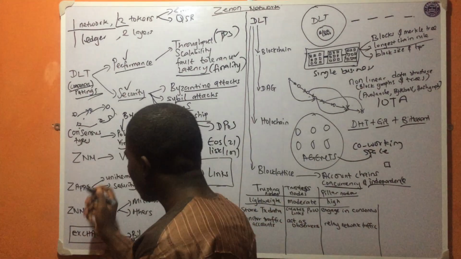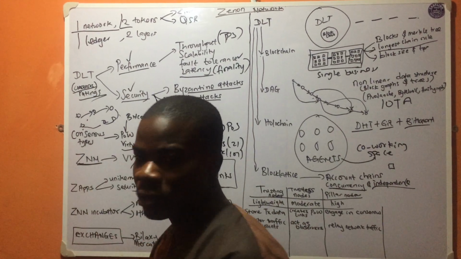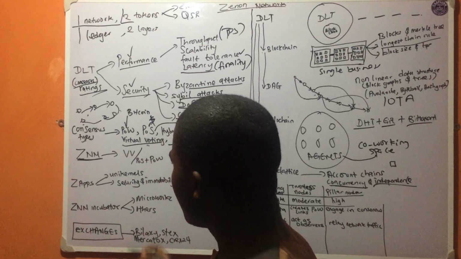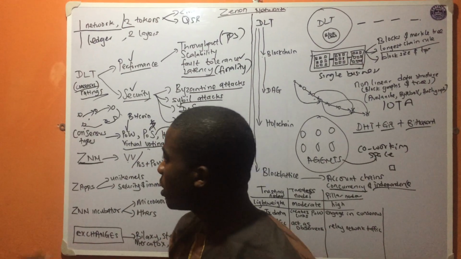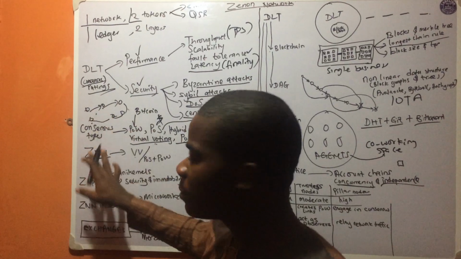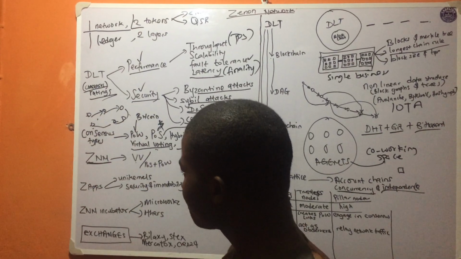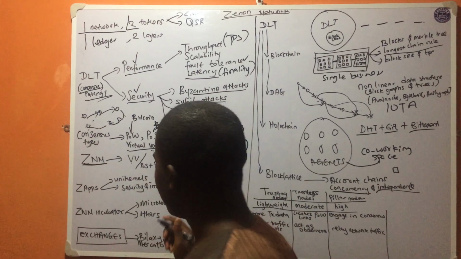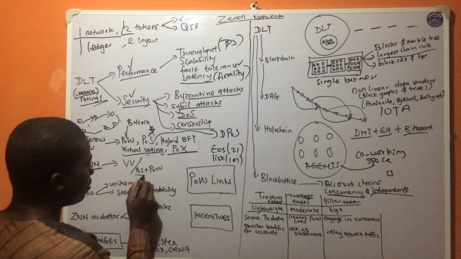So you might be asking, what consensus does the Zenon Network use? It uses the virtual voting system. So I already talked about the gossip about gossip system. We'll talk about how it works in a minute. And not only that, it brings in a hybrid of proof of stake.